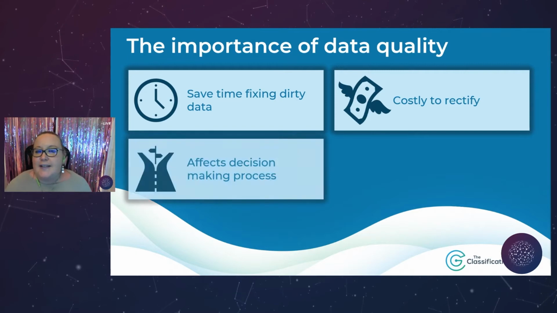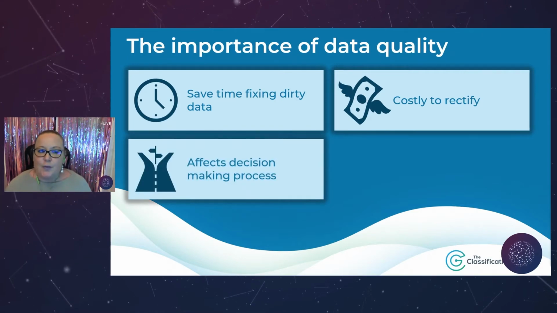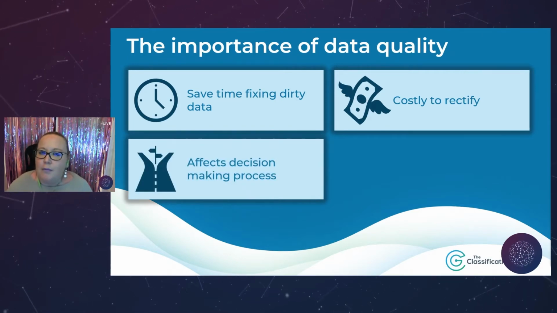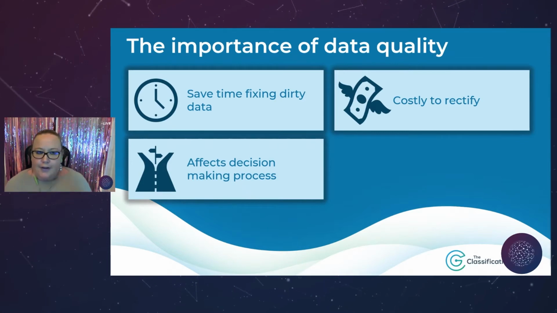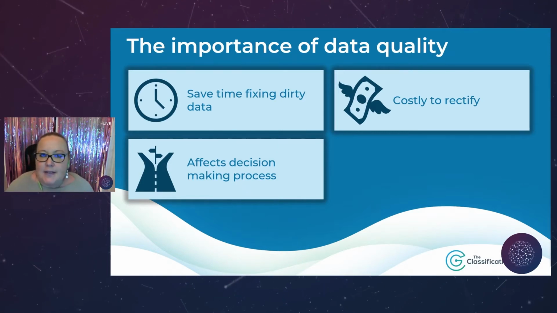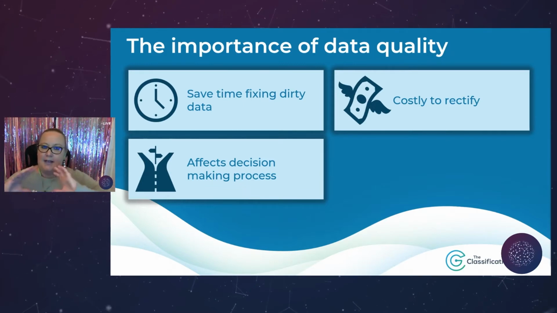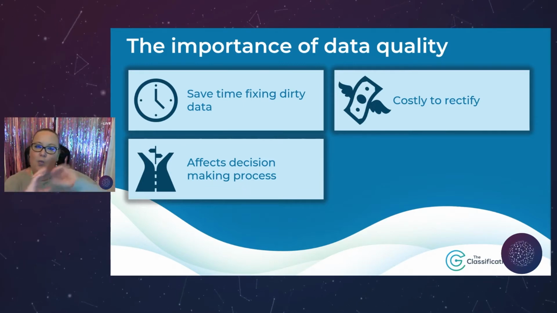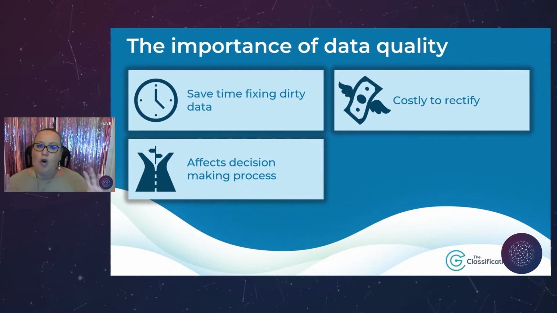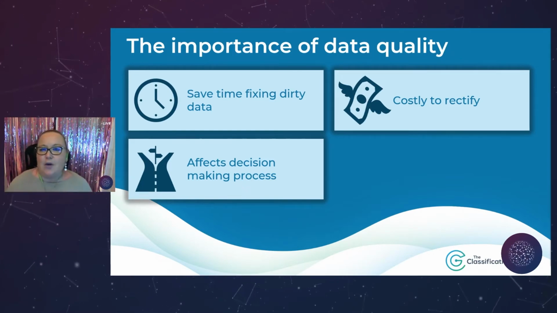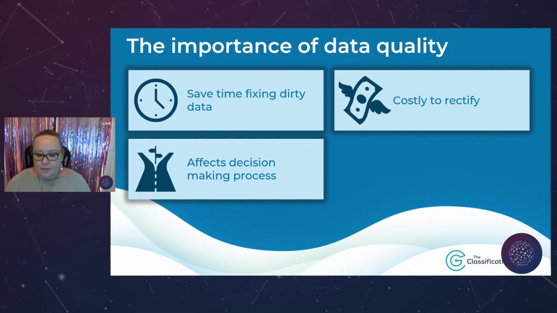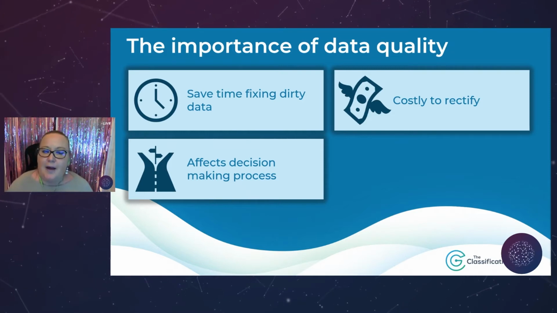It also affects the decision-making process. So it's probably not something that we really think about a lot, but for the spend analytics part, if you think you're spending X amount with this supplier and Y amount with this supplier, and that's wrong, and you're making decisions based on that, then you could have some really serious consequences from that.